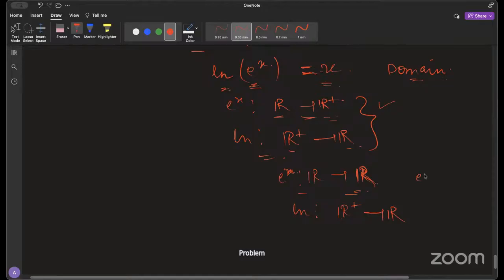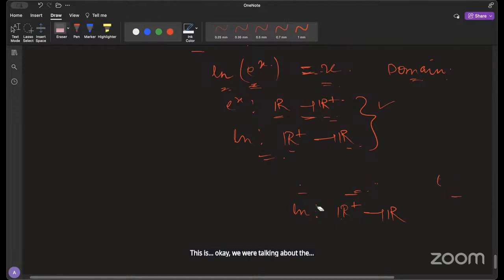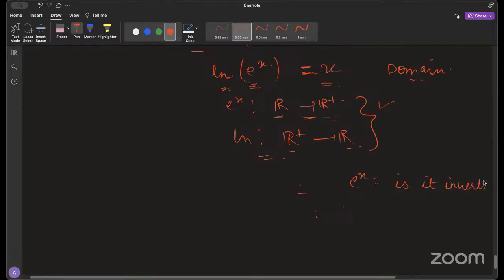The problem is that e to the power x is the inverse of natural log of x only when this holds. You just phrased the question wrong. So e to the power x, is it invertible all the time? It won't be invertible if you're taking this thing. You can't take codomains wrong. You can take ranges wrong. Ranges can be wrong. There are no wrong codomains.